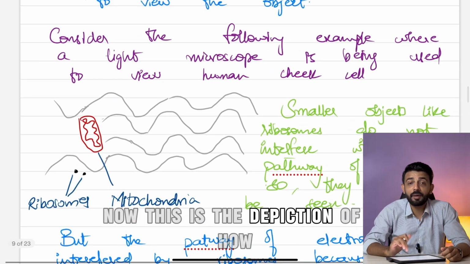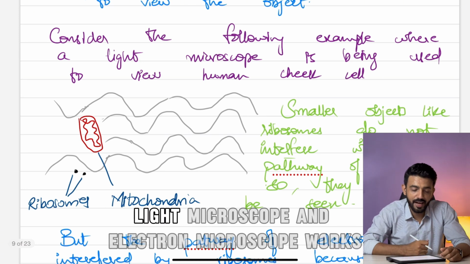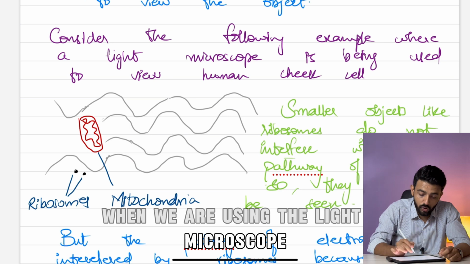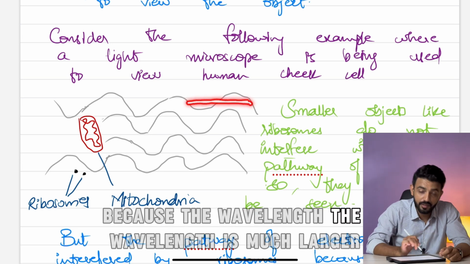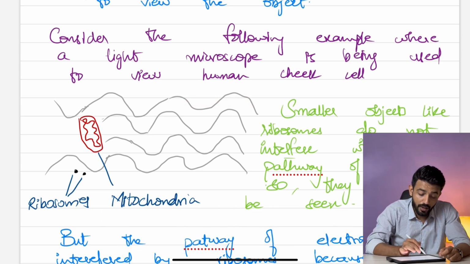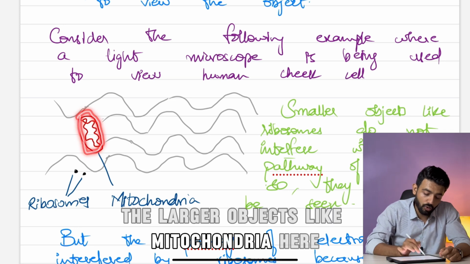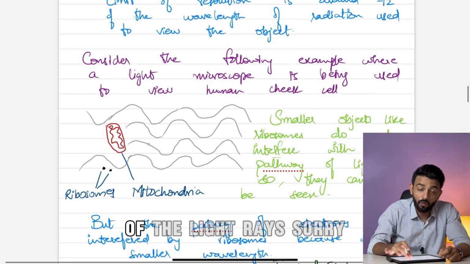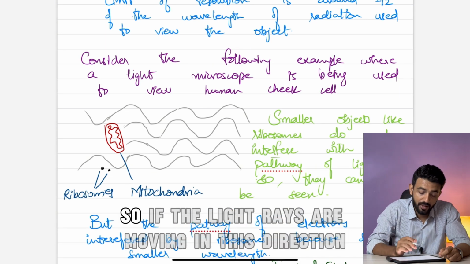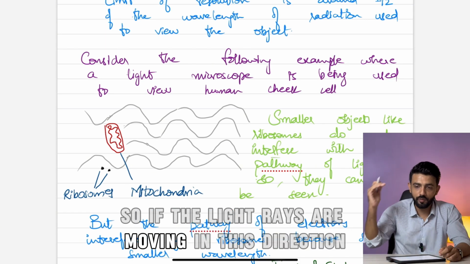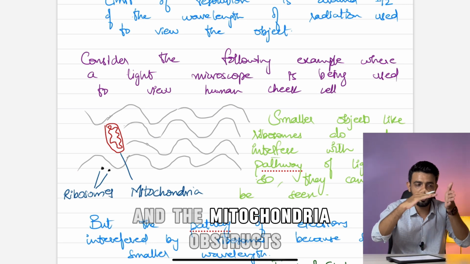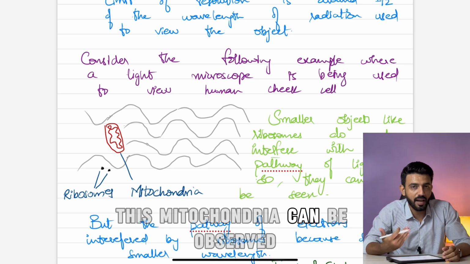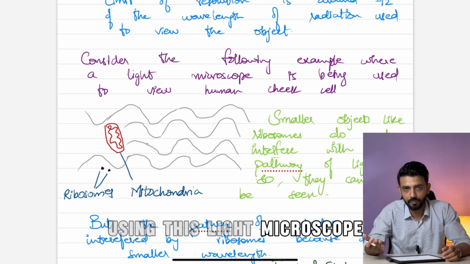Now, this is the depiction of how light microscope and electron microscope works. When we are using the light microscope, because the wavelength is much larger, the larger objects like mitochondria here can obstruct the pathway of the light rays. So if the light rays are moving in this direction and the mitochondria obstructs or blocks the path of light rays, this mitochondria can be observed using this light microscope.